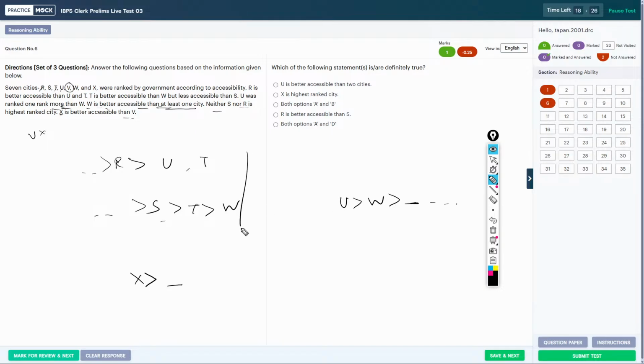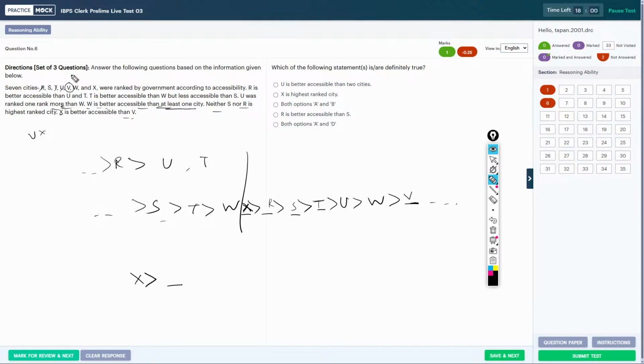So in this scenario, 7 cities, 3 already done, 4, 5, 6, 7. I'm saying X here. Then TS, TSR and V.